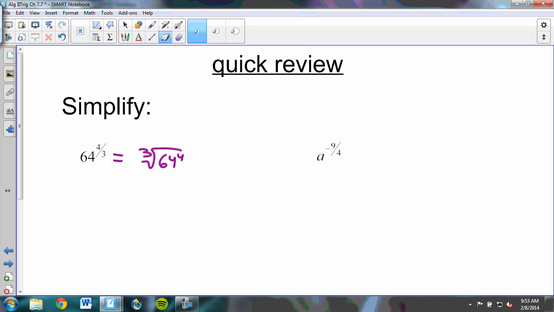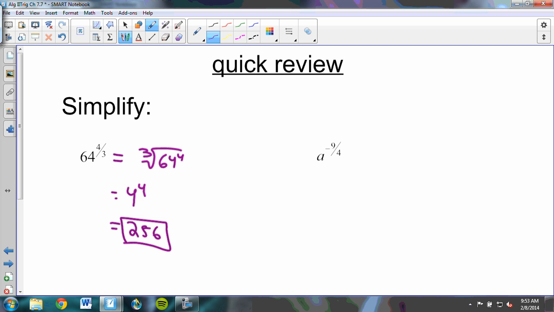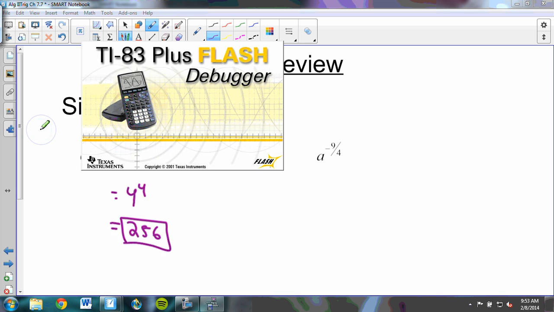I know the third root of 64 is 4. You can calculate that in your calculator if you wanted to. But I know it's 4, and then 4 to the 4th is 4, 16, 64, 256. So that works out to 256. If you don't know how to do that in your calculator, I'll show it again. Give me a second to pull it up here.